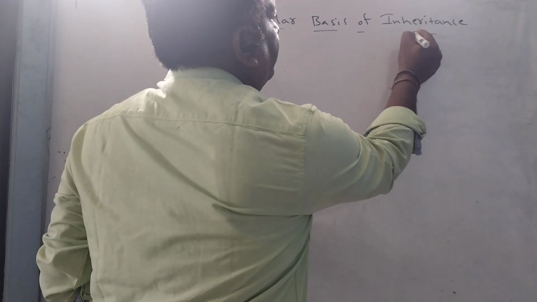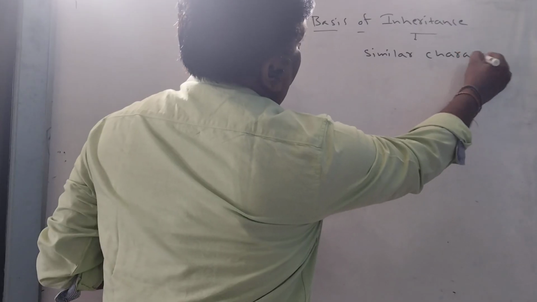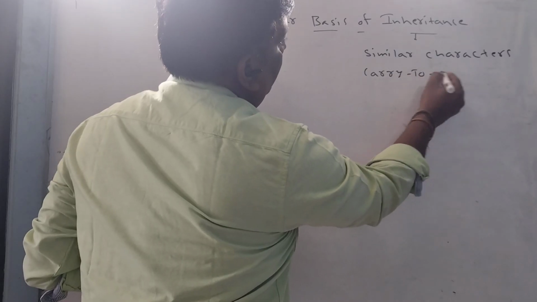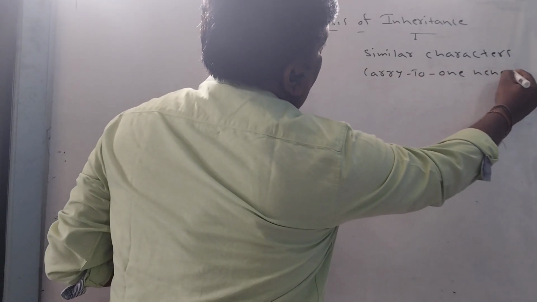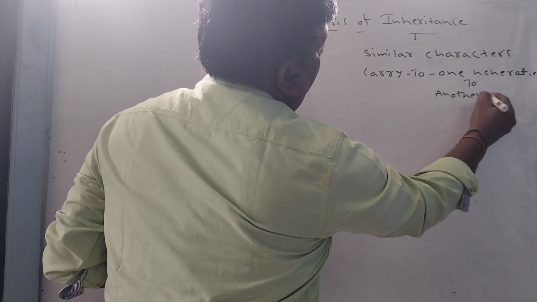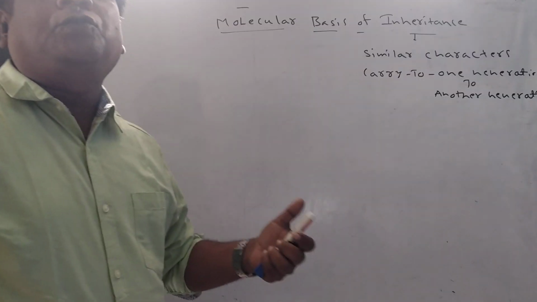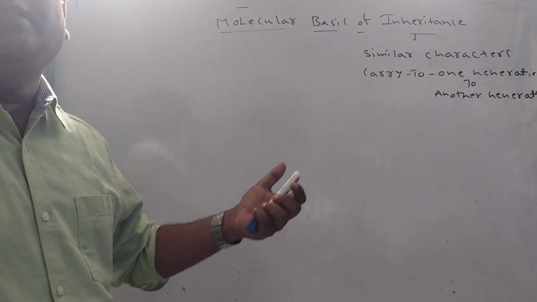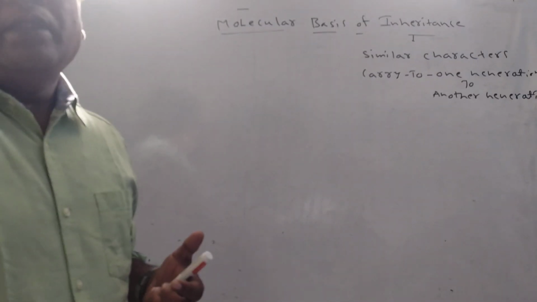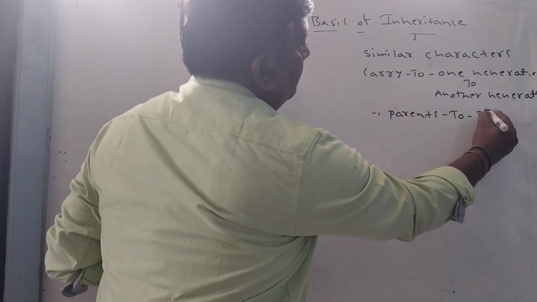We can write: the similar characters carry to one generation to another generation. What is the meaning of one generation to another generation? That's what we call parents to progeny, meaning parents to children. They transfer the similar characters. That's what we call inheritance. We can write down: parents to progeny.